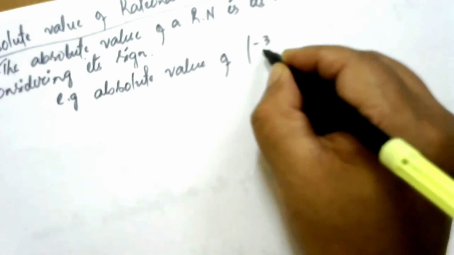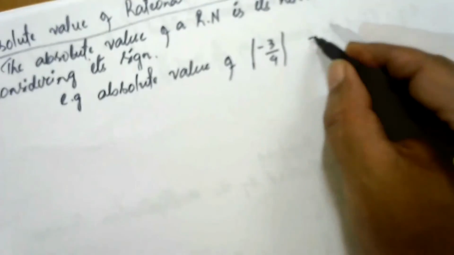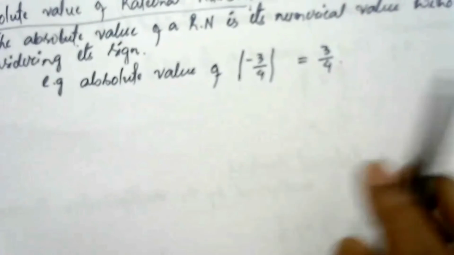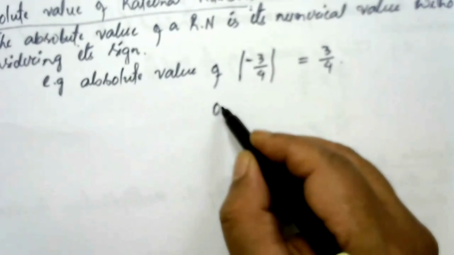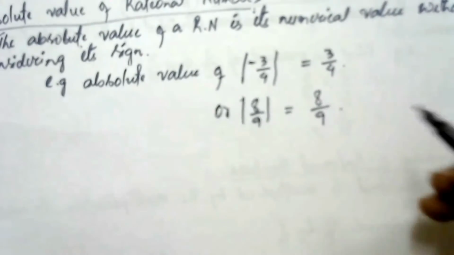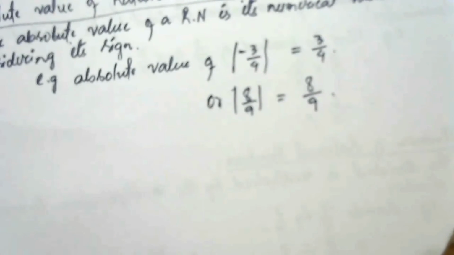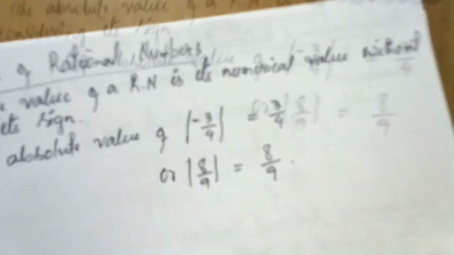For example, absolute value of minus 3 by 4. These two bars are known as absolute value. So this will give 3 by 4. We don't need to look at the sign. Or let's see the absolute value of minus 8 by 9, which will still be 8 by 9. Since we have learned about addition, subtraction, multiplication, division, and absolute value of rational numbers, let's try to solve the exercise.